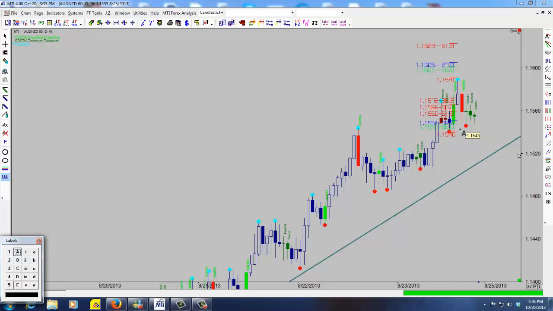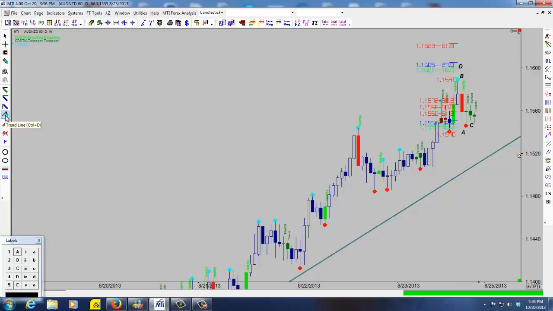All right, so remember we did an A to B. C has come all the way back to the 8.6. So being that C has come back to the 8.6, our D extension is the 1.8, so that's our take profit area.